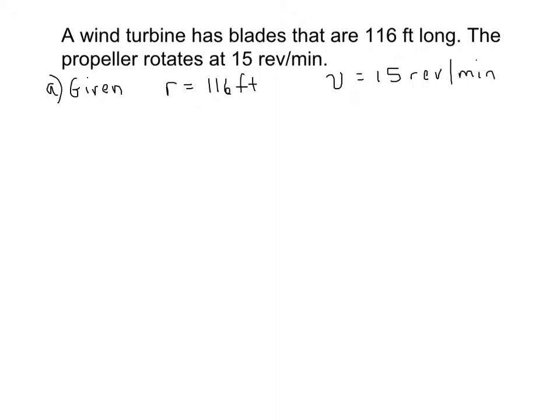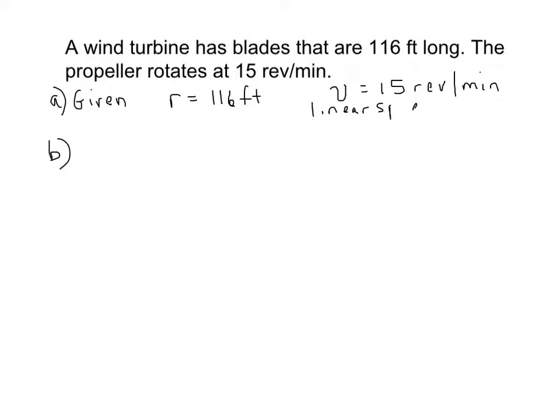Right? So it is rotating at 15 revolutions per minute. Revolutions is a linear velocity. So this is linear speed. The second thing we want to look at is what is the measure of the central angle after 1 minute?